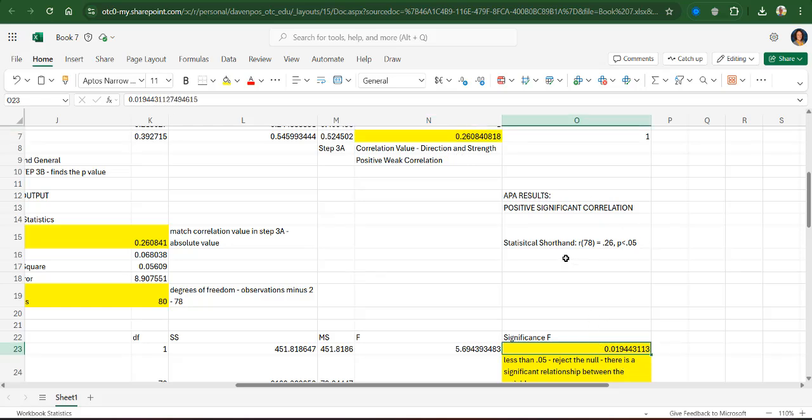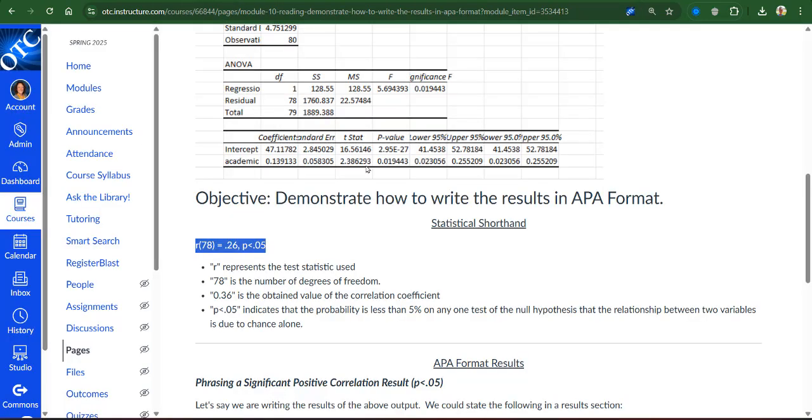So this shorthand is kind of all over the place as far as what you need. Just remember the difference between the correlation value and your p-value. That is a mistake a lot of students make, is that they think this is the p-value and it's not. This is your correlation value. Okay. Now, positive significant relationship.